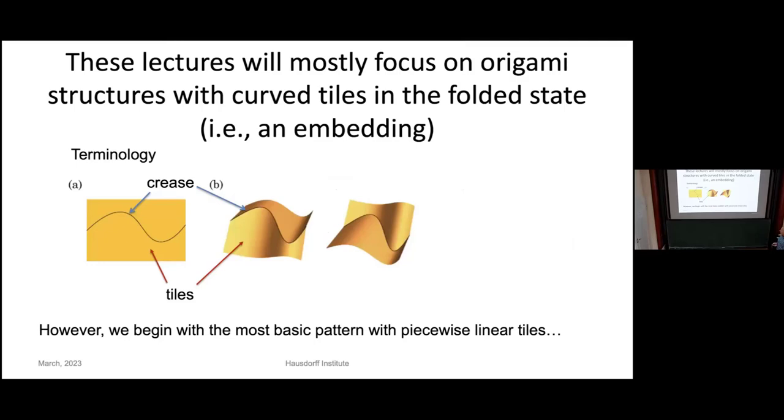As I said, we'll do curved tiles. I'm going to give you some terminology. So the tiles usually refer to these regions that become folded, whether it's piecewise linear or piecewise isometric. And the name for the place where the derivative is not continuous is the crease.